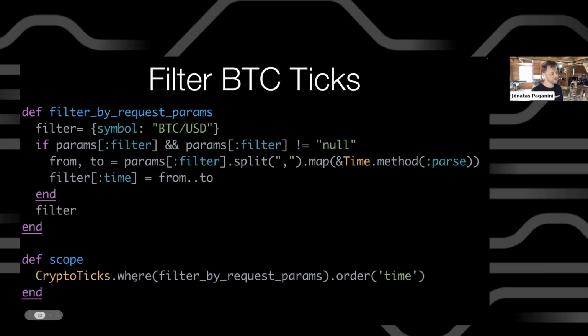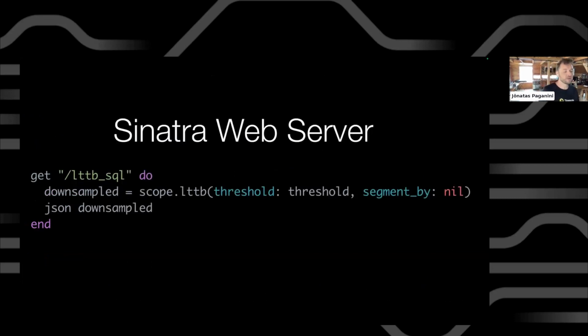So we say cryptoticks.where, and then we have this small map showing what we want to filter. We want to filter by Bitcoin symbol and also by time, using a time between this or that. If we don't filter by time, that's what we do. In this case, we declare this method named scope, which we are going to use in the web request. From this scope, we want to access the LTTB. So we'll just write the SQL part.